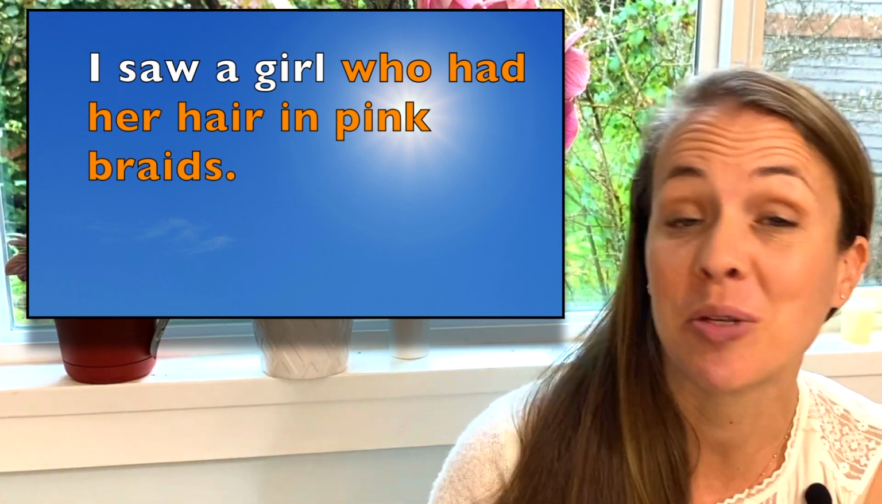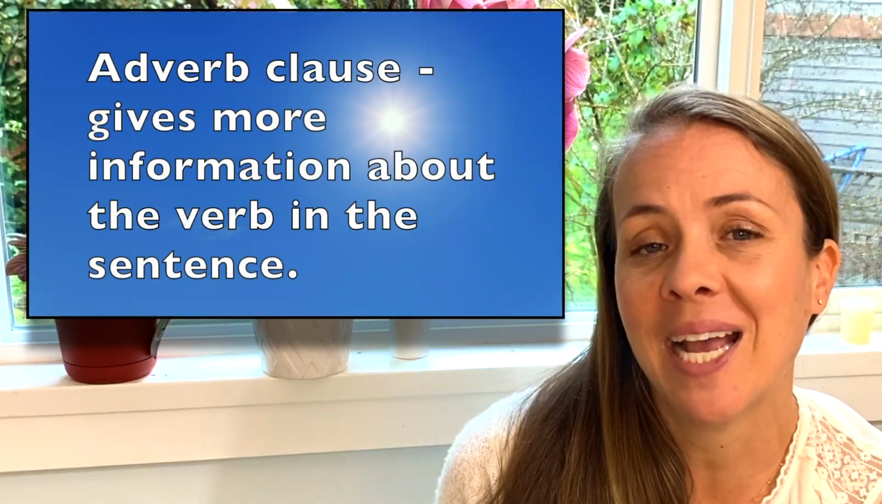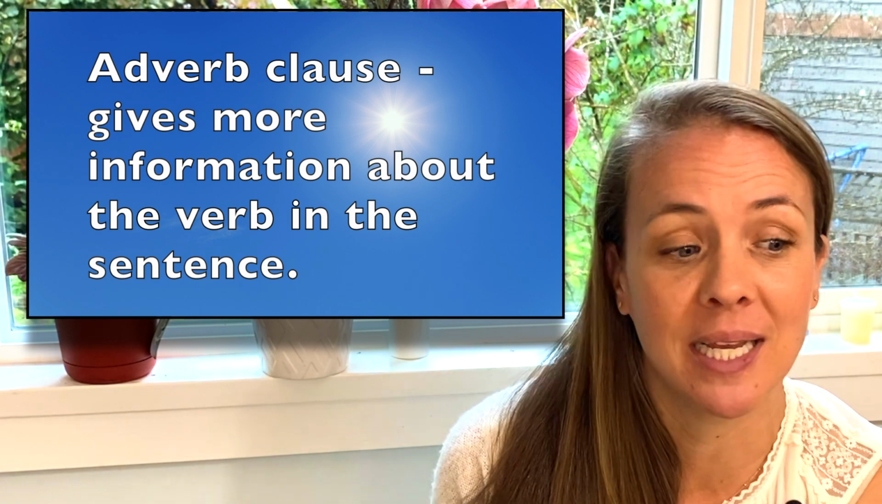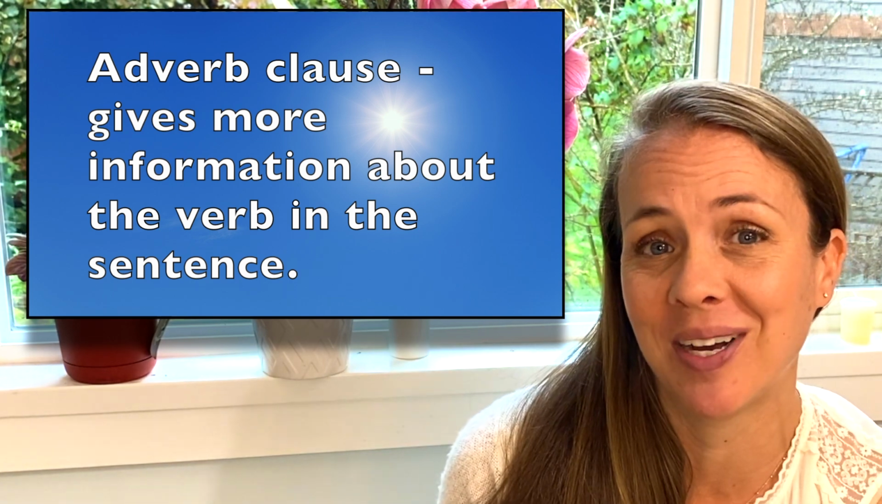All right, so that is an adjective clause. It gives you more information about the noun. It can be the subject or the object in a sentence. The next type of subordinate clause is an adverb clause.